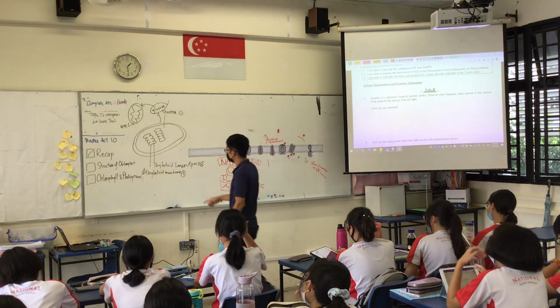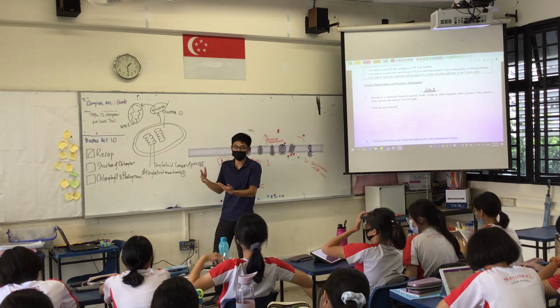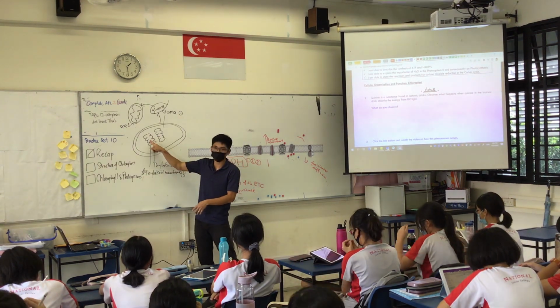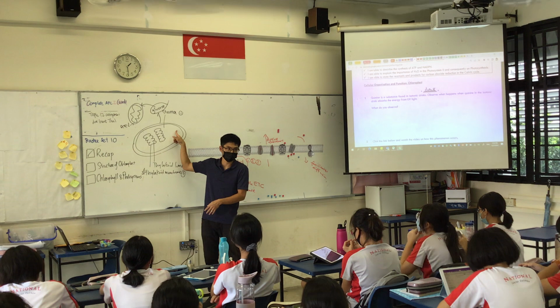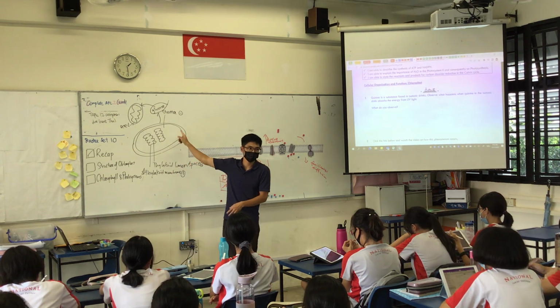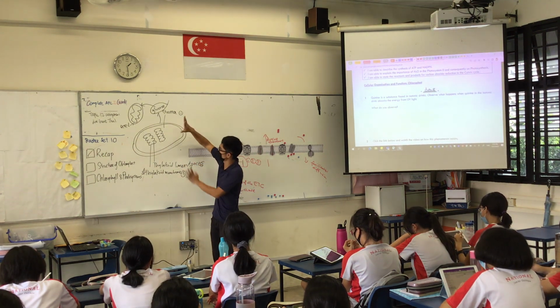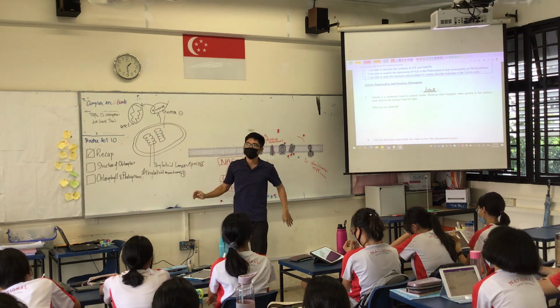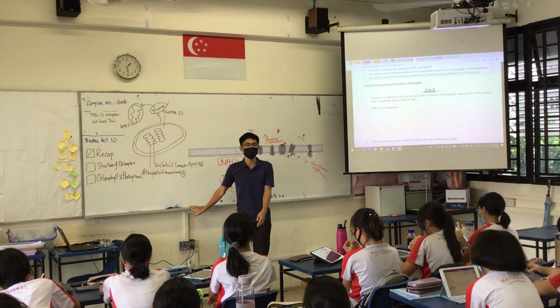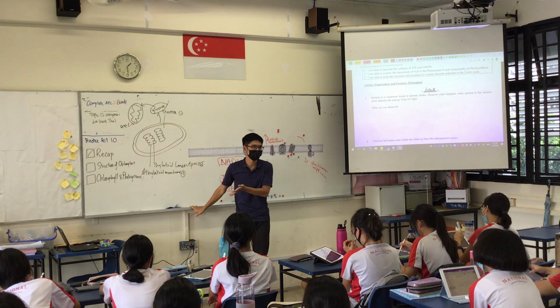Oh, so are you saying is there a difference in the content inside the thylakoid lumen and the stroma? Is that a question? Right. So is there a difference in the content here and here? Yes, there will be a difference in the substances you find inside.